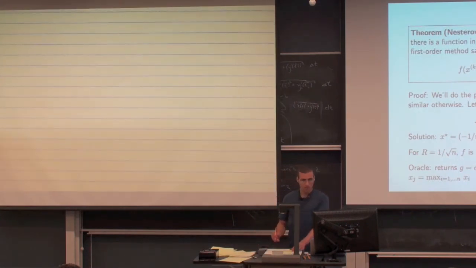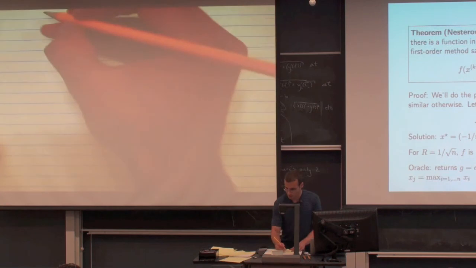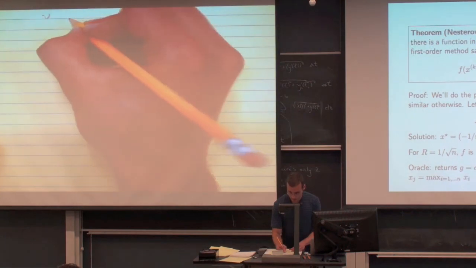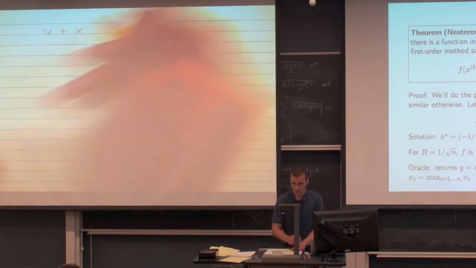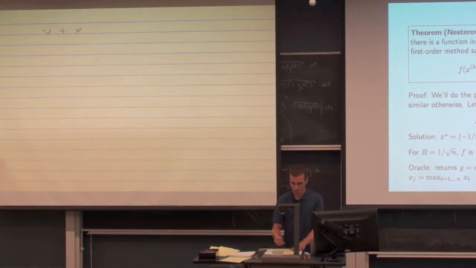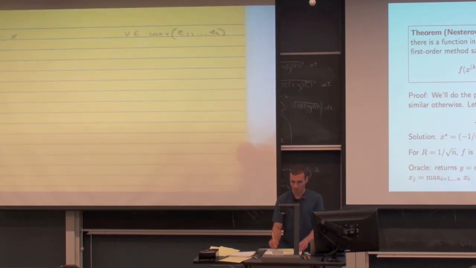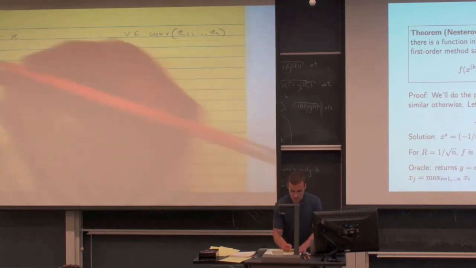Okay, so what are the subgradients? Right, we said subgradients are anything that looks like this. They look like V plus X, where V is in that convex hull. V is in the convex hull of, I can also write it like the convex hull of E1 through En, those standard basis vectors.